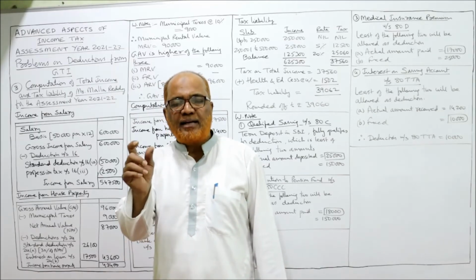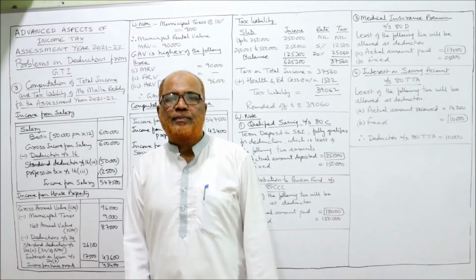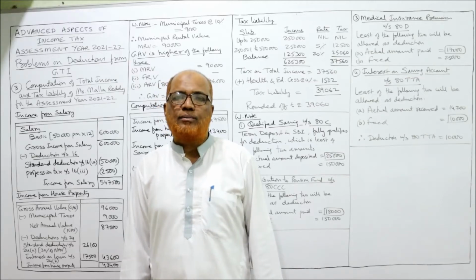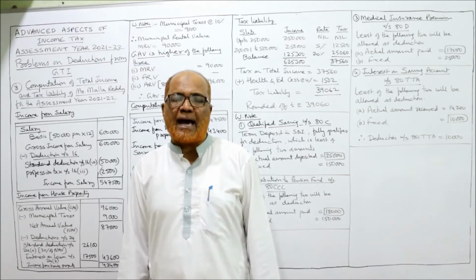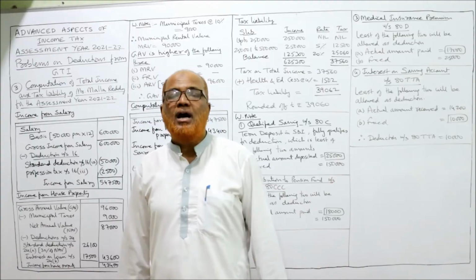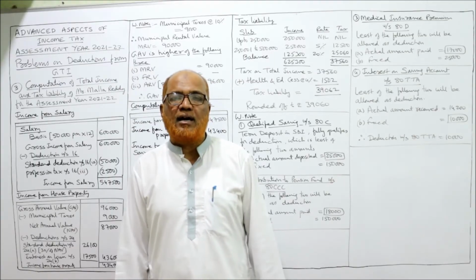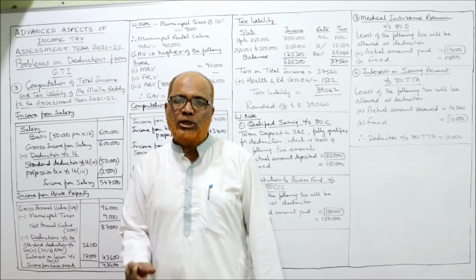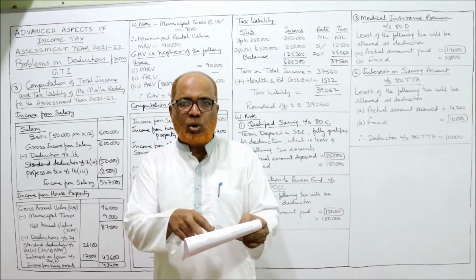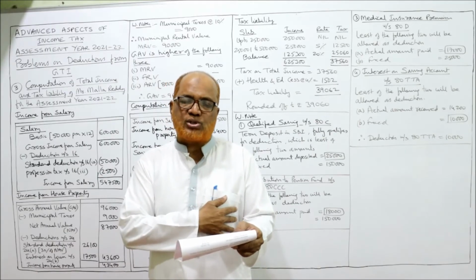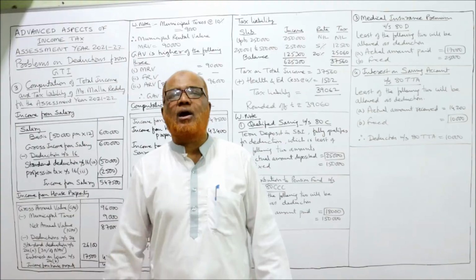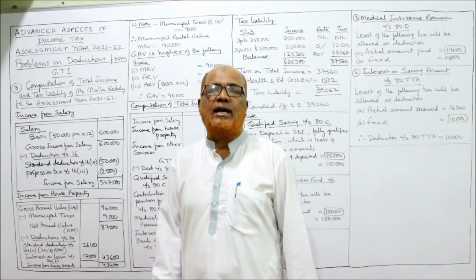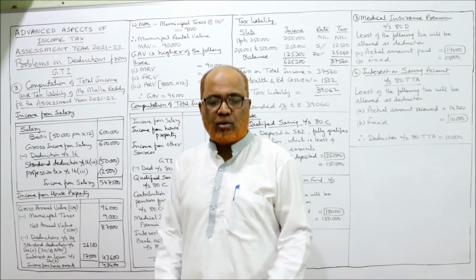Bank interest: interest on a savings bank account, deduction is allowed for the actual interest received or Rs 10,000 under section 80TTA. So here, first the interest is included in income from other sources. Later on, deduction will be allowed under section 80TTA for interest on savings account.